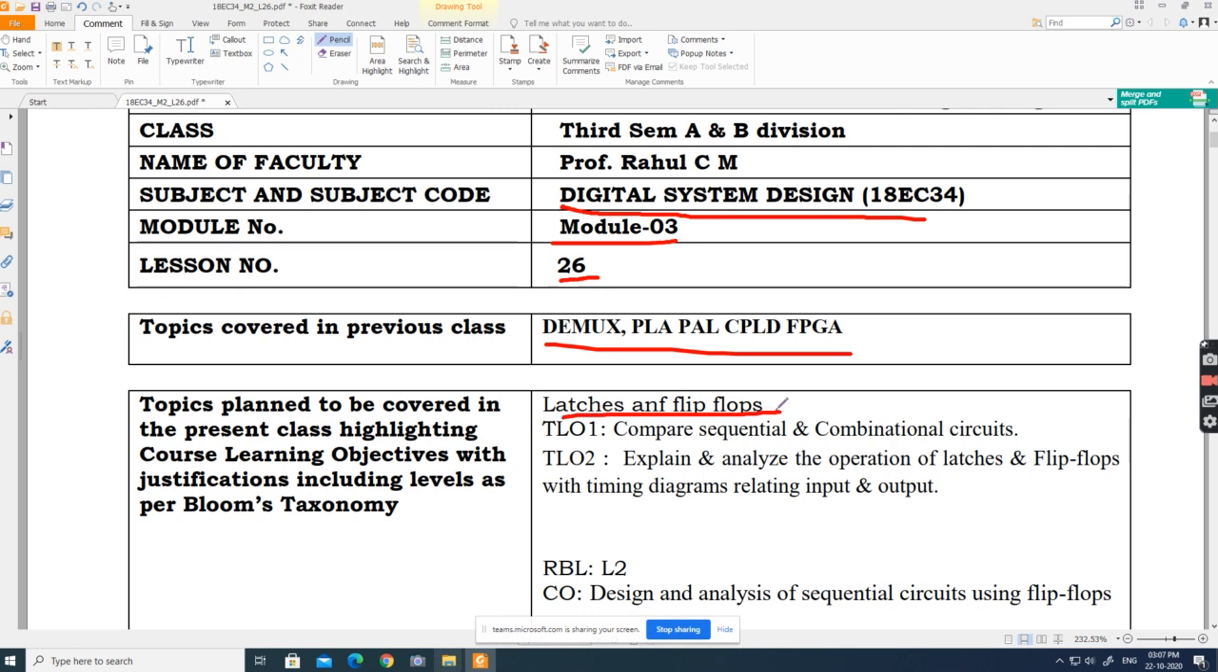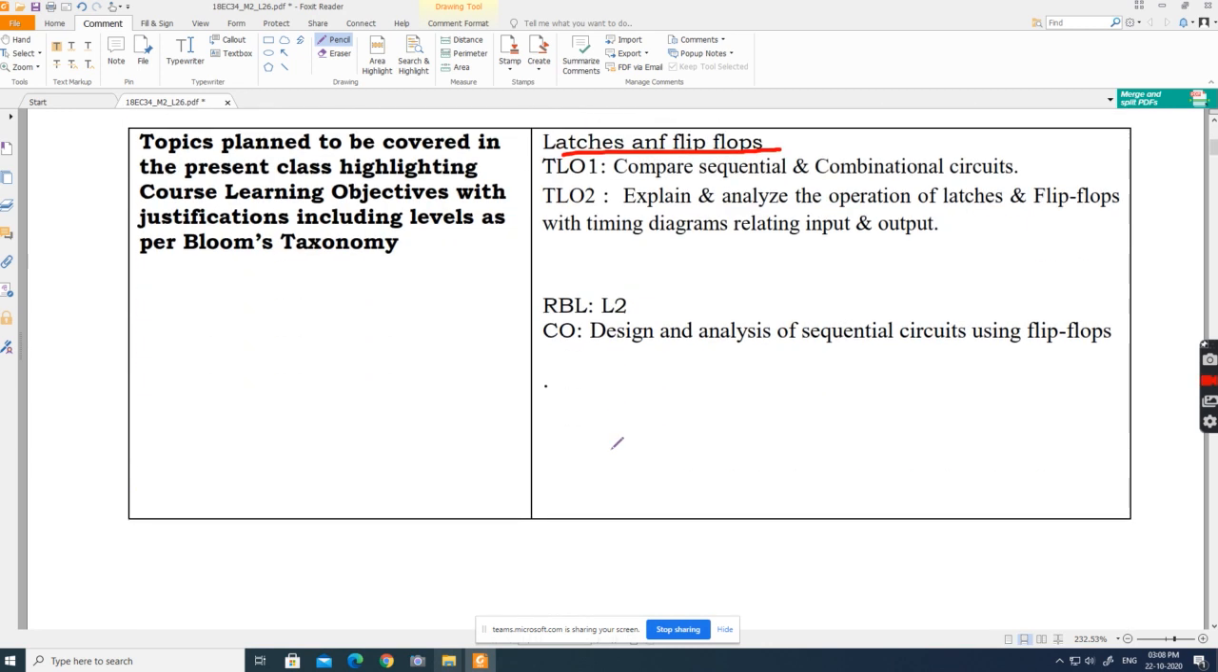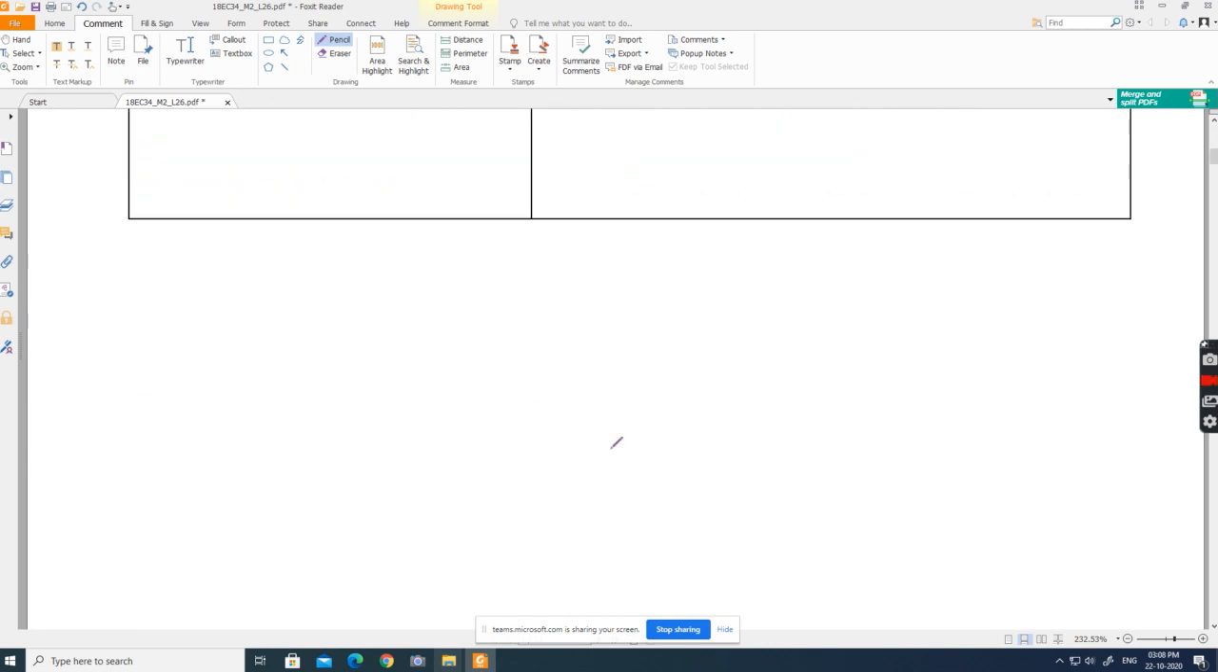Hopefully, you all are aware of what a latch is and what a flip-flop is, correct? Yes, sir. Okay.